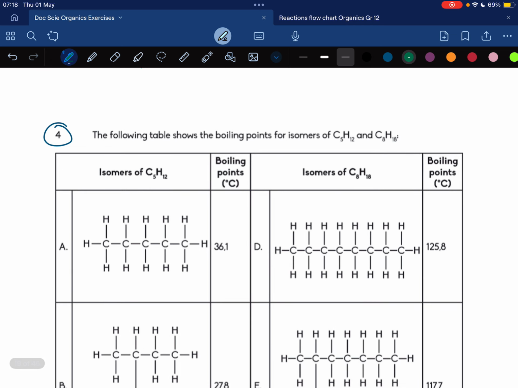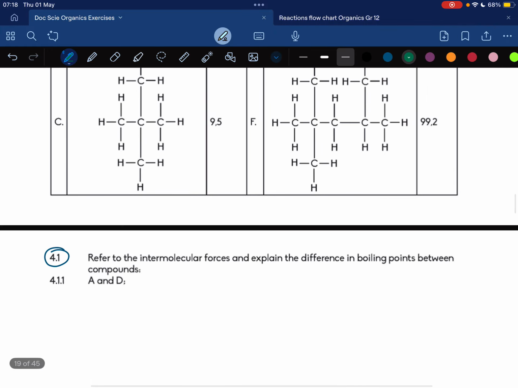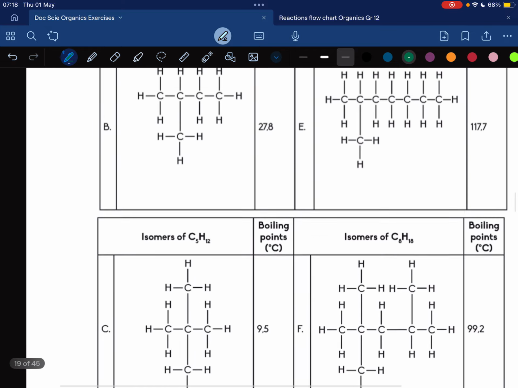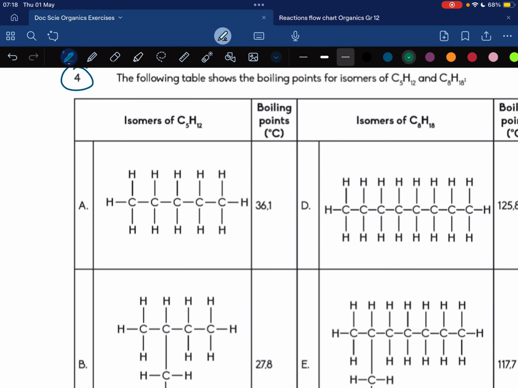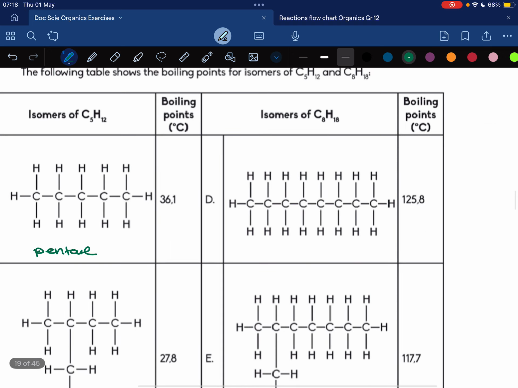Okay, then question 4 says the following table shows the boiling points for isomers of C5H12 and C8H18. So it says refer to the intermolecular forces and explain the differences in boiling points between compound A and compound D. So I see A is just a regular flat-chained 1, 2, 3, 4, 5, so it's just regular pentane, and I can see D is 1, 2, 3, 4, 5, 6, 7, 8, octane.